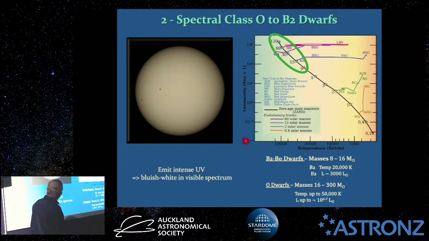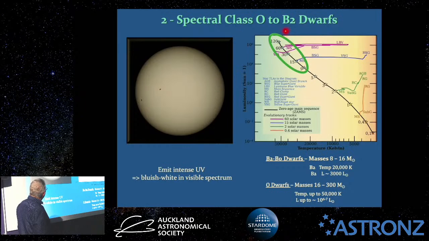Here's your Hertzsprung-Russell diagram, your main sequence, and all these guys are up here, from about 8 solar masses. This diagram goes up to about 150 or so, though it is logarithmic. So they go way up here, I'd say probably even getting up to 200 on this diagram.